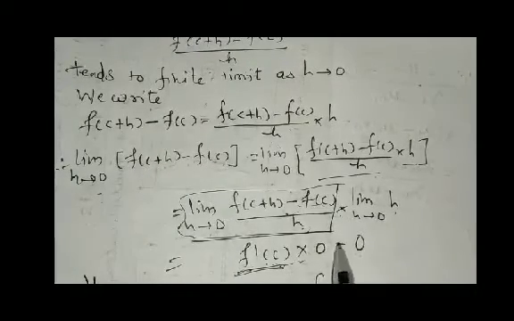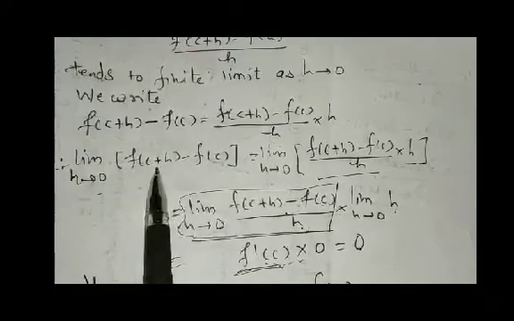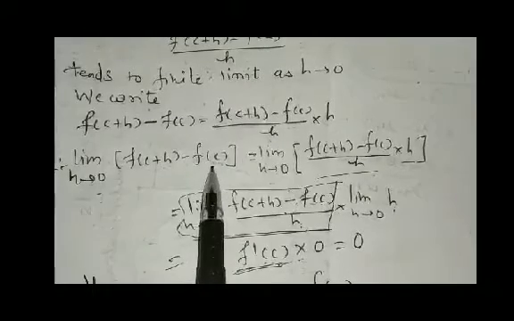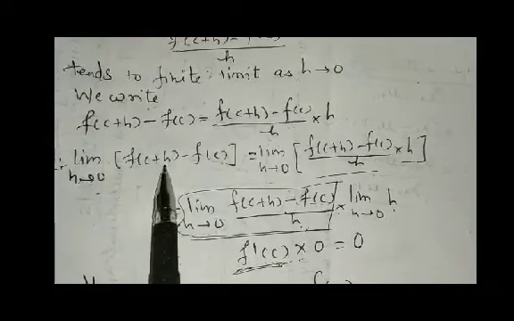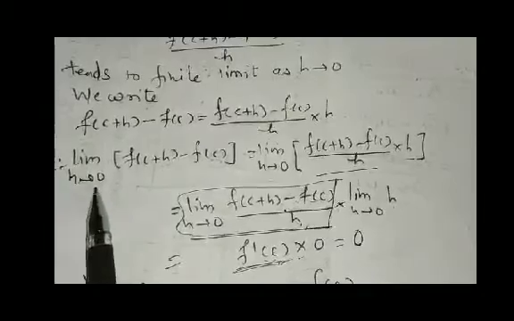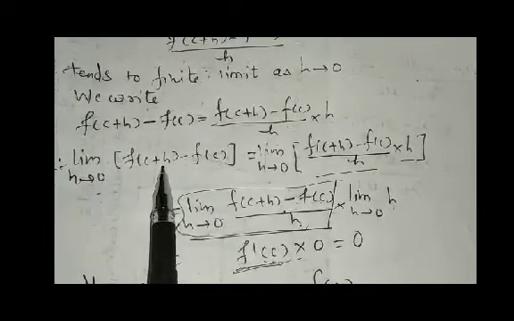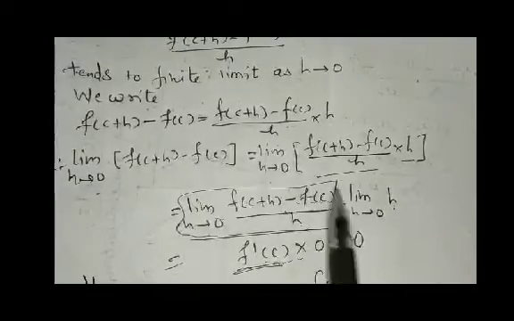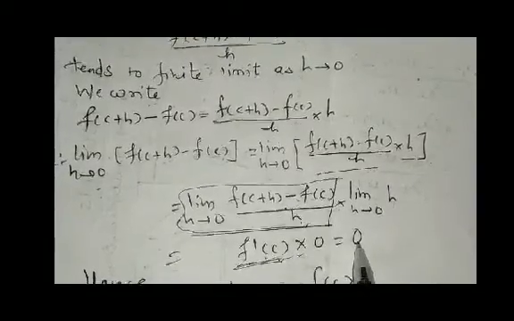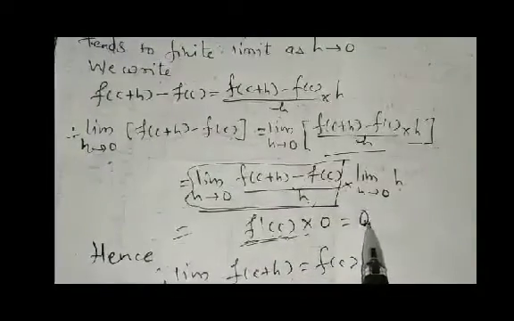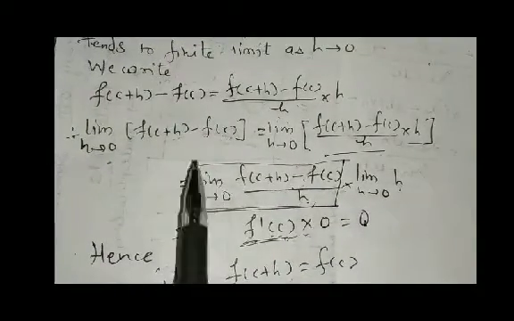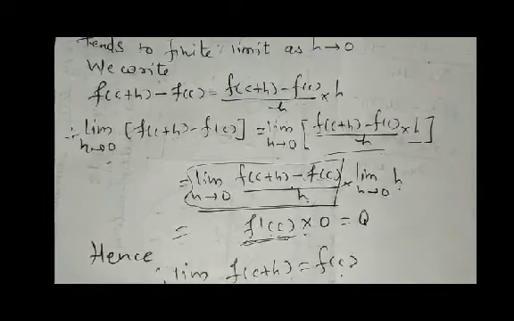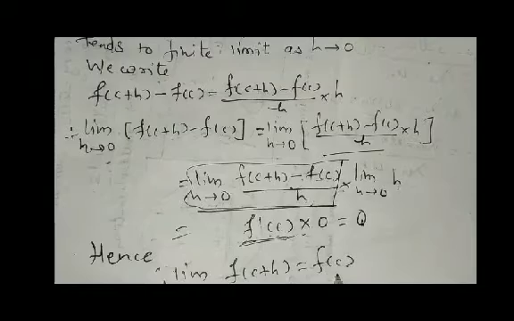Now taking separate limits of these two terms, f of c is constant, so the limit of f of c is f of c itself. And there is a variable h, so the limit as h tends to 0 of f of c plus h is something. We transfer the constant term to the right hand side, where there is a 0, so the limit as h tends to 0 of f of c plus h is equal to f of c.